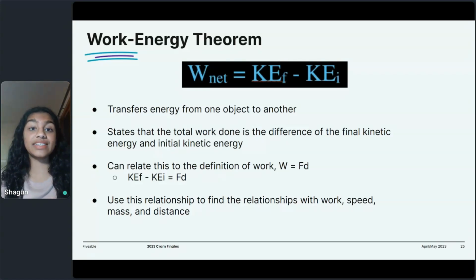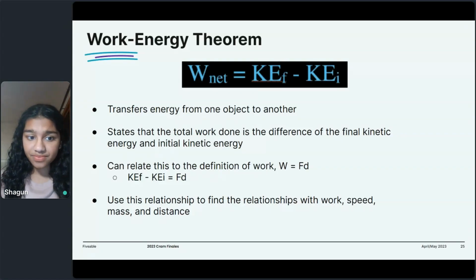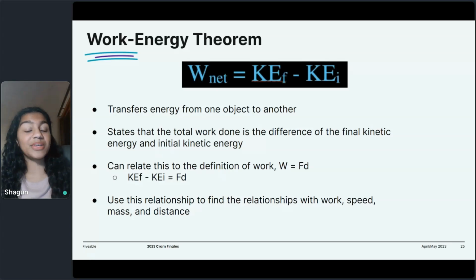Well, if you break down this theorem, you can see that you have most of these variables and you just need to solve for displacement. So you can use this relationship in order to find the relationships between work, speed, mass, and distance. And I'm not going to reveal anything right now, but you can also use a lot of kinematics, force equations, free body diagrams. All those topics really come together because we're equating force and distance with energy.